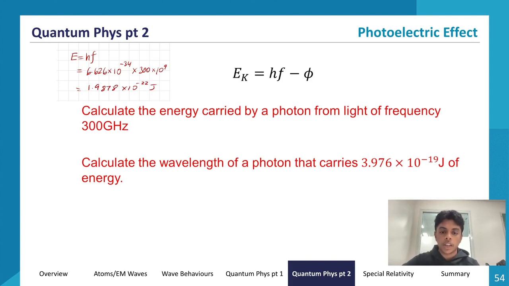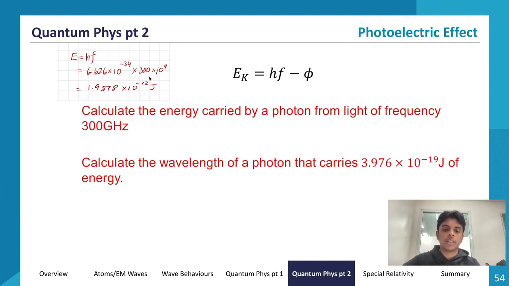Next question. Calculate the wavelength of a photon that carries 3.976 times 10 to the negative 19 joules of energy. So this is what I mentioned about wavelength, right? It still follows E equals hf. Now we're trying to find the wavelength. What do we have when we look at this formula? We have E, which is equal to 3.976 times 10 to the power of negative 19 joules. What else do we have? We have h. And now what is f?